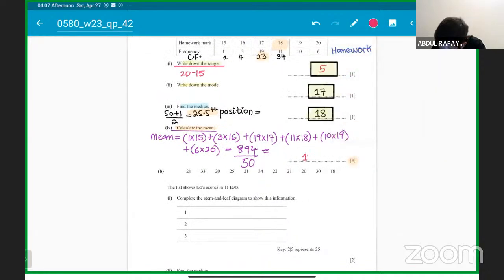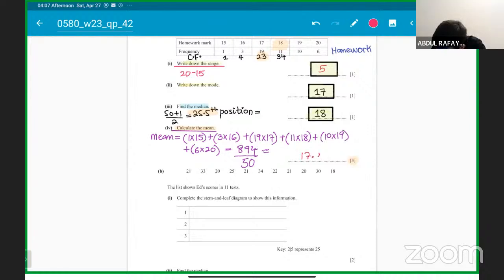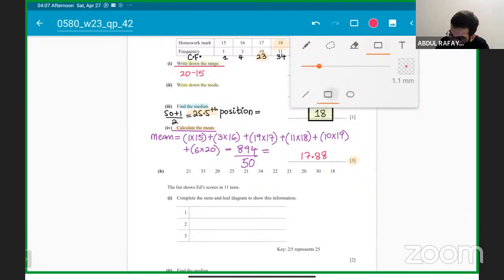Any doubts, anyone? Quickly, everyone got this right? Yes, sir. Guys, clear on this? Yes, sir. Okay, so we got this one as 17.88. Okay.